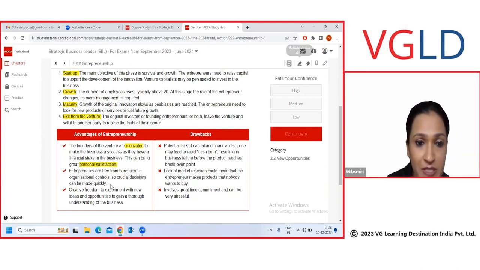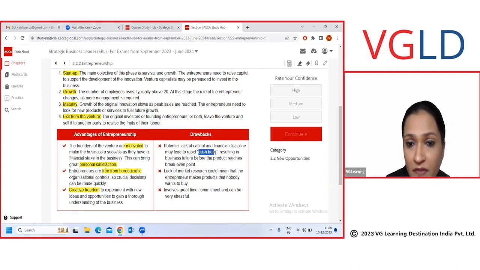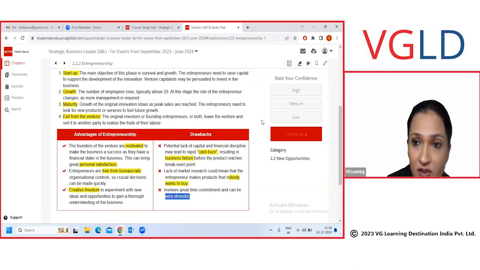personal satisfaction per se. It's free from bureaucracies, so it's quick to make decisions. And definitely, there is a lot of creative freedom which your own business brings to you. Now, that could, on the flip side, result in a cash burn and a business failure, or the product that you've made, nobody really wants to buy. And definitely, it's a huge commitment and very stressful as well.